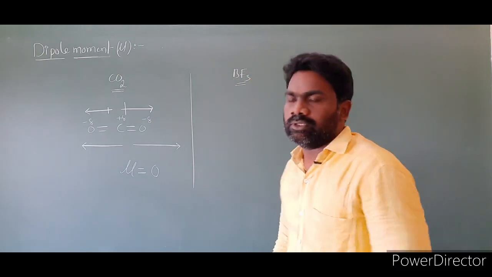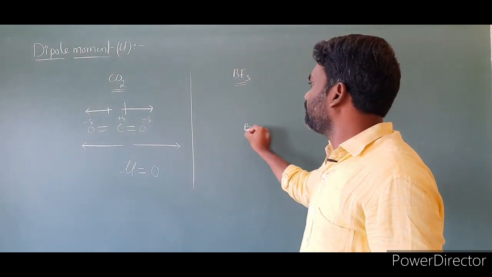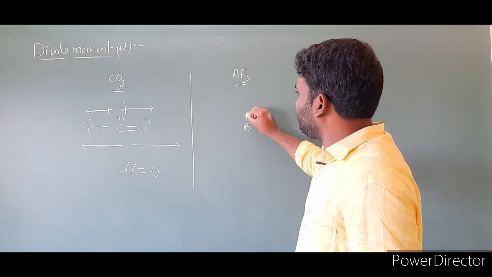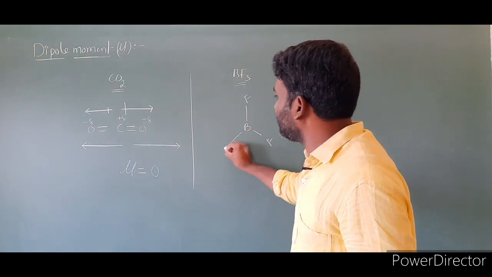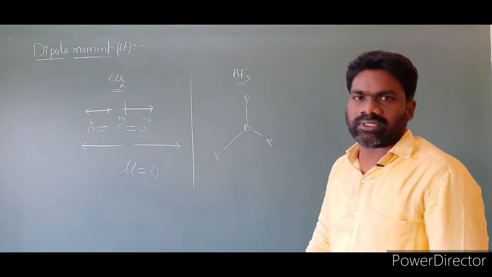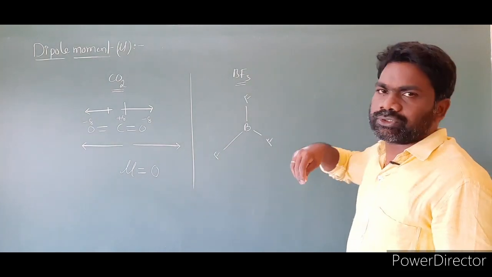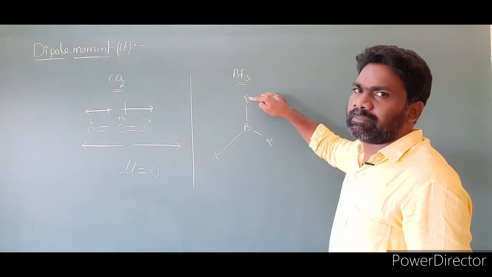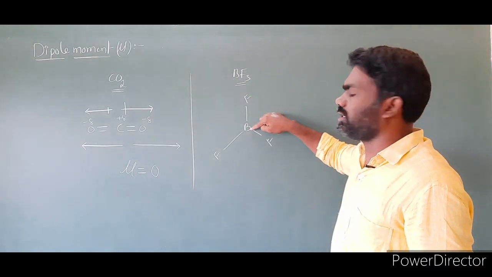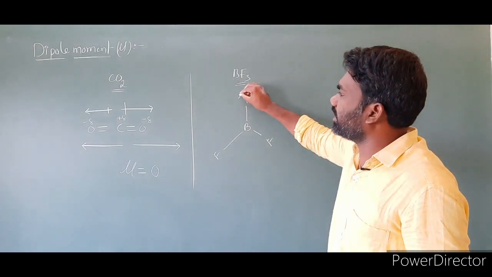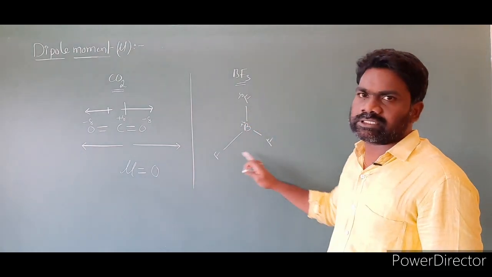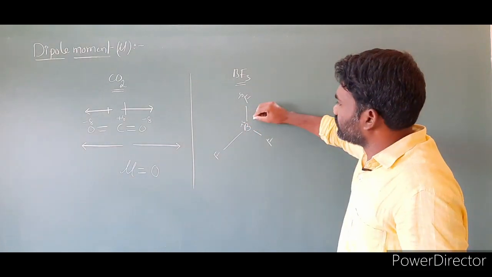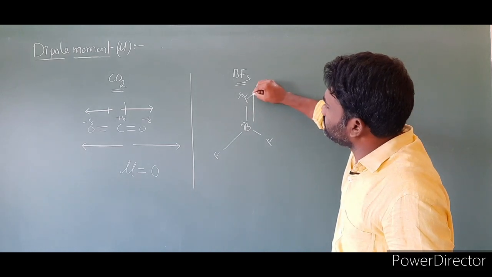BF3 molecule. Boron is at the center. There are 3 fluorines: this is the first, this is the second one, and this is the third one. Clear? Then we have to show the bond dipoles. Fluorine is more electronegative when compared to boron. So this is the partial negative charge and this is the partial positive charge. All fluorines have partial negative charges. So the bond dipole is like this.